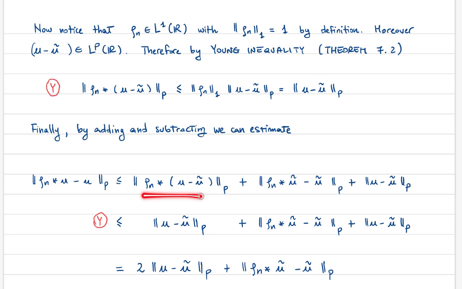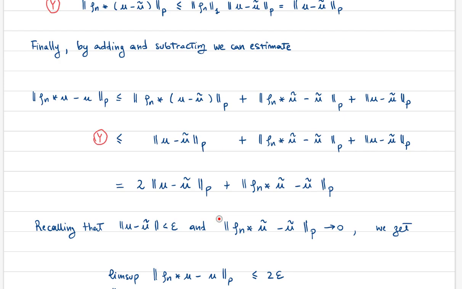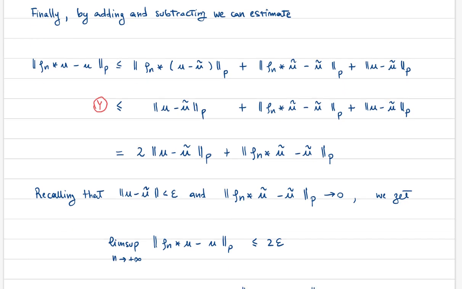So this first term here can be estimated by this Young inequality, and I'm just left with the difference in LP between u and u tilde. This guy I don't estimate for the moment, and also this guy stays the same because it's just the same as this one, so we're just going to sum them up. And so in the end the quantity of interest can be estimated as such.